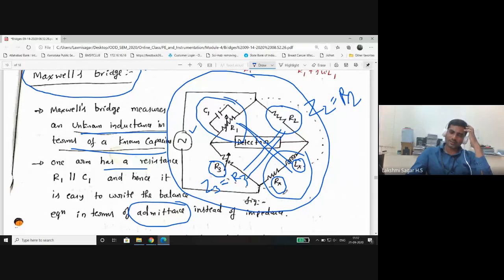See, the equations I have already told you for Z1, Z2, Z3 and Zx. You just need to substitute, and separate the real and imaginary terms. That's all. You will get the final equation for Lx and Rx. Some of the students don't want to solve it.